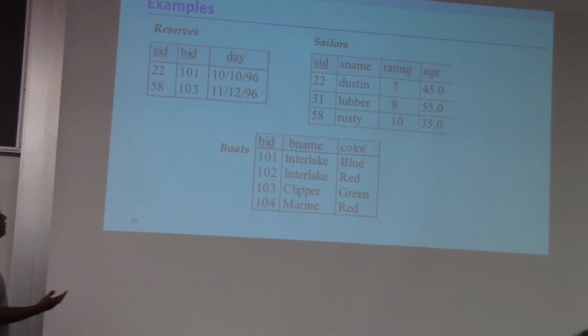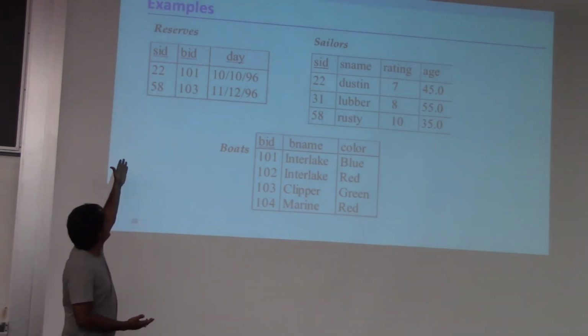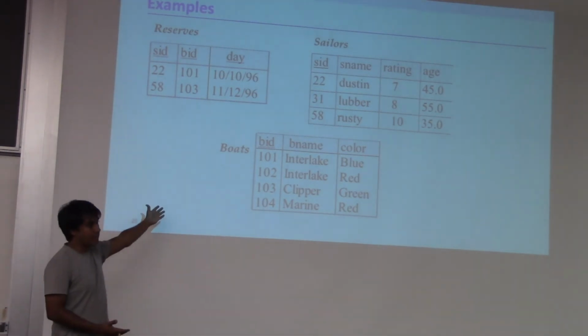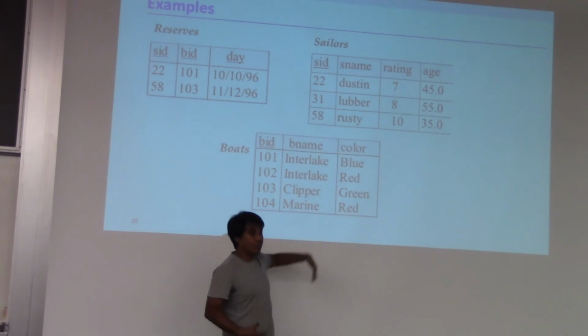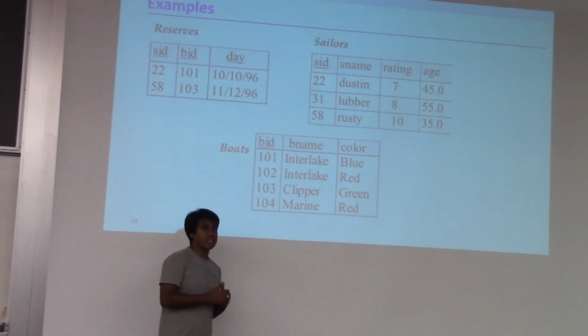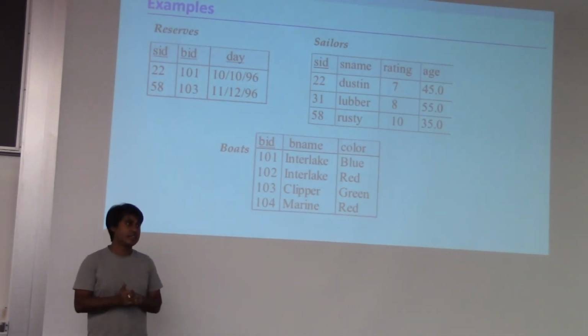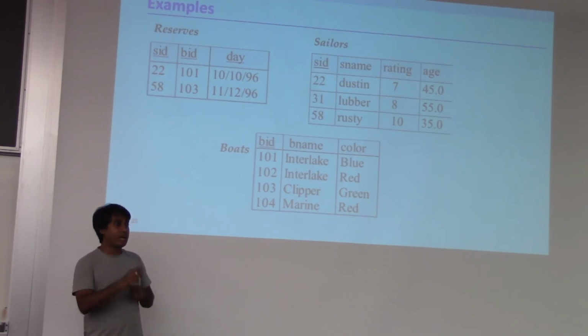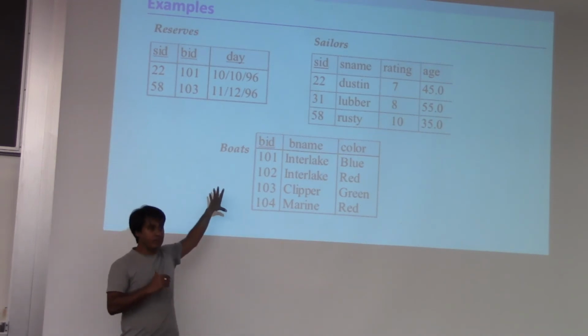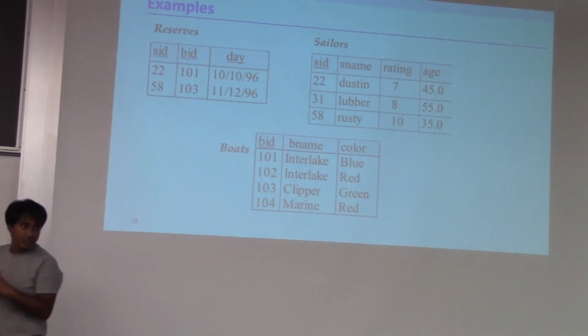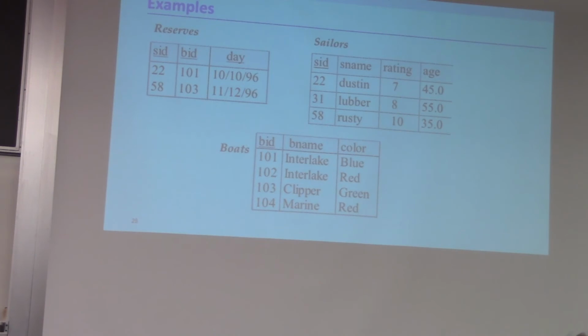Because you did the join with reserves and the boats, right? But you didn't select the ones that are only the red. You can actually do that. You can first select the red ones, right? So that's why I said that the selectivity matters. You are actually pruning most of the table if you do the selection at first. It is not valid all the time, but it is more often valid.